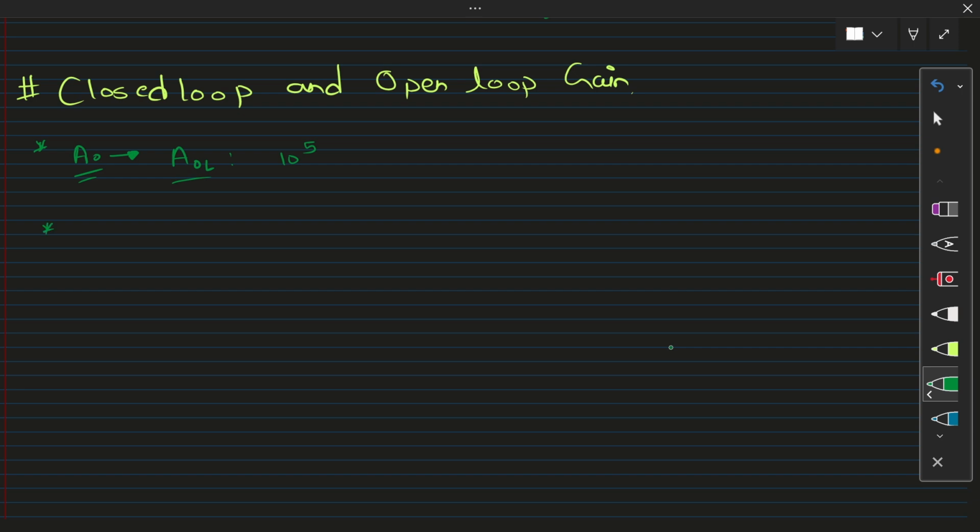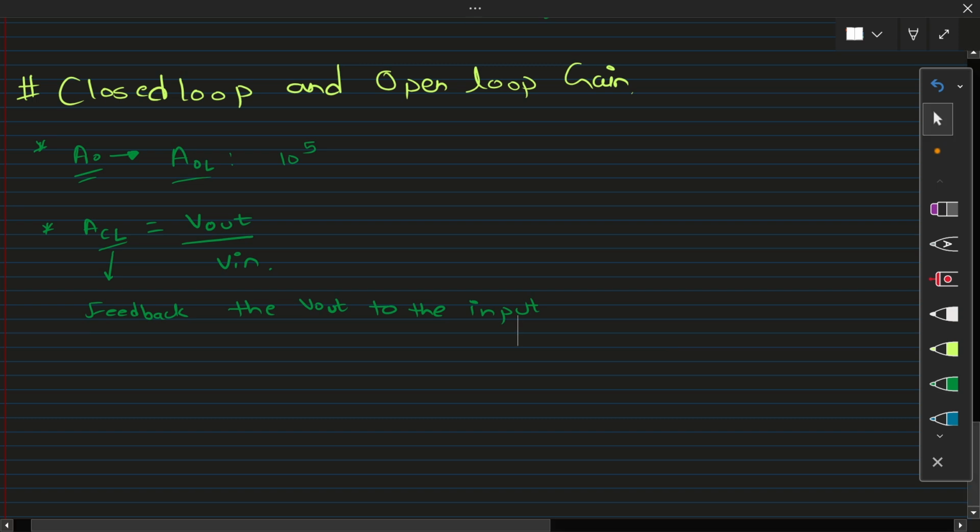And what we call the closed loop gain: the closed loop gain is basically A of closed loop, which is the ratio of the V output and the V input. Why do we call it closed loop? In closed loop, you feed back the output voltage V output to the input. And in this case, you have the gain ACL, which is the gain in the closed loop. It is V output over V input. So that is it. Thank you.